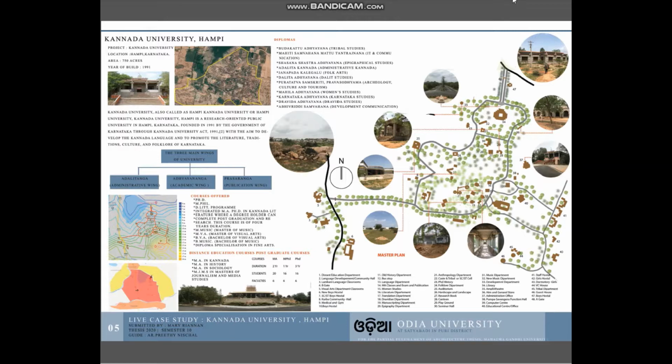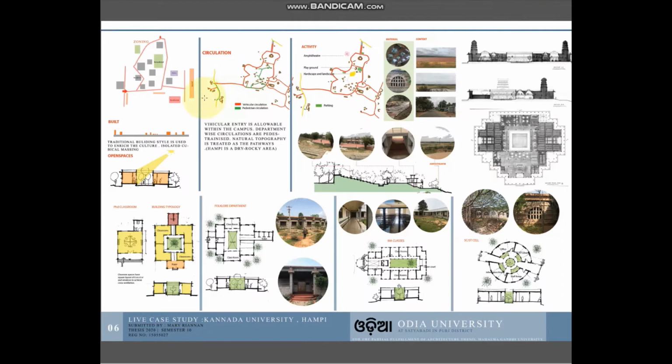The site area comes around 750 acres and was constructed in the year 1991. The main construction material is stone, and it is mainly divided into 3 wings: academic, administrative, and publication wing. Every building is given cross ventilation by providing a central courtyard. Moving on to analysis. Here we can see zoning, circulations and activities, and build open ratios, and how classrooms are arranged around a central courtyard.